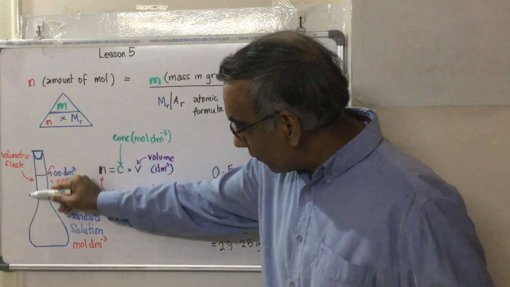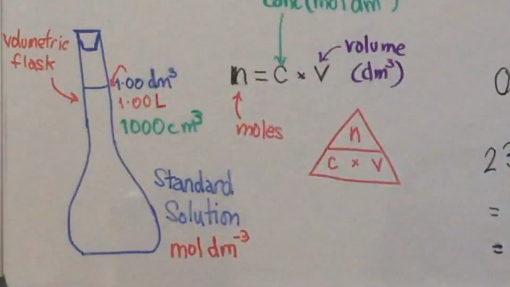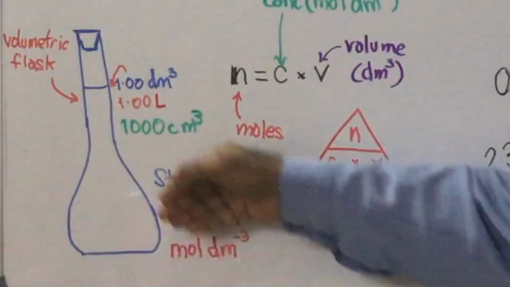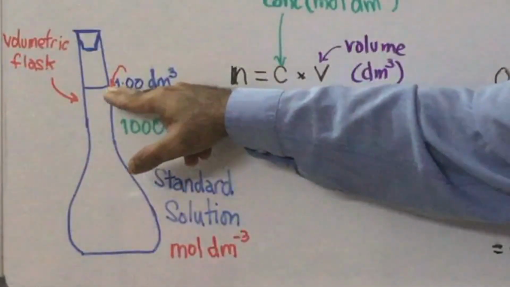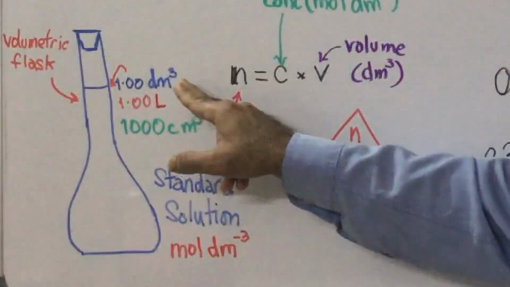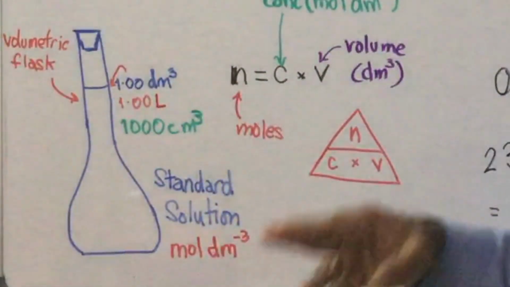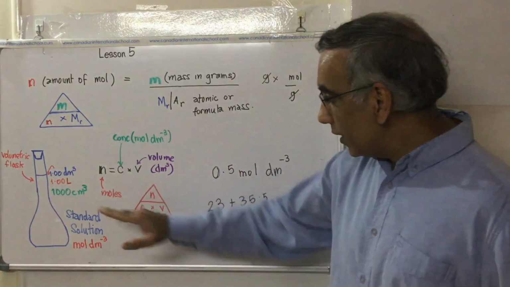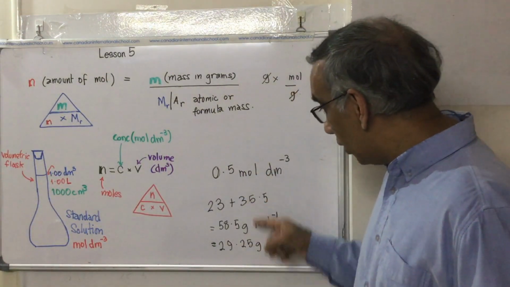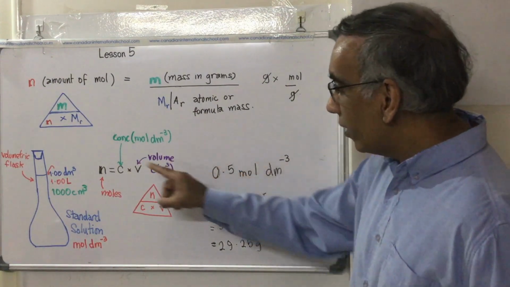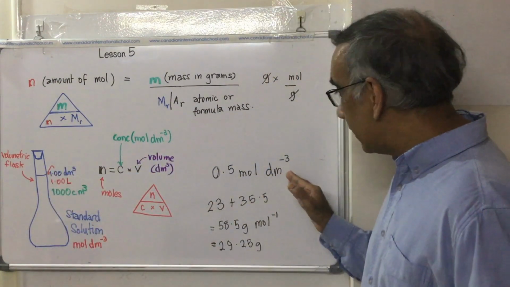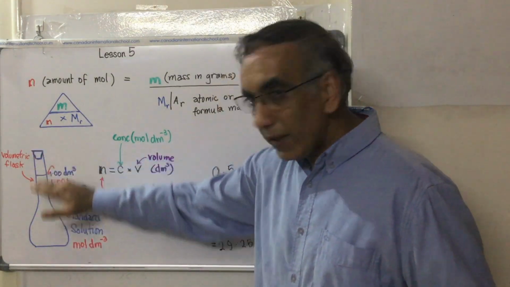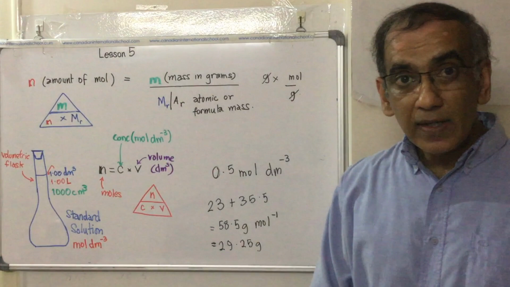Then you would put it into a volumetric flask like this one. And then you would put some distilled water in, dissolve it, and then make it up to the mark here, which is 1 liter, 1 dm cube, or 1000 cm cube, or 1000 milliliters. That would give you 0.5 moles inside of 1 liter or 1 dm cube. This, of course, is called the volumetric flask, and it comes in different sizes.